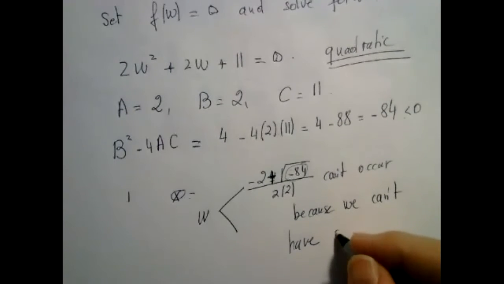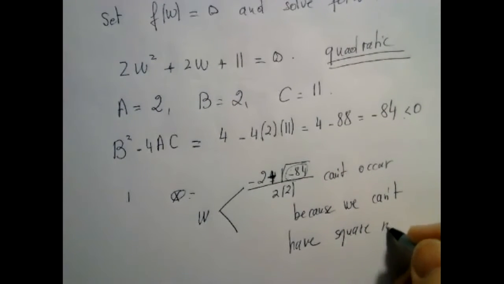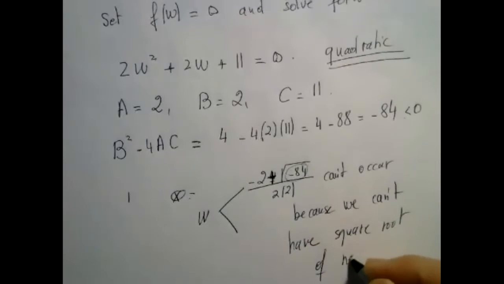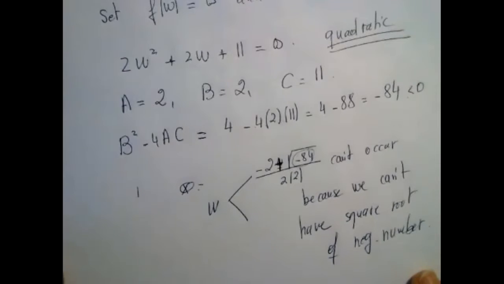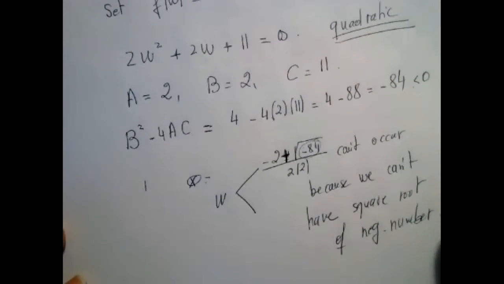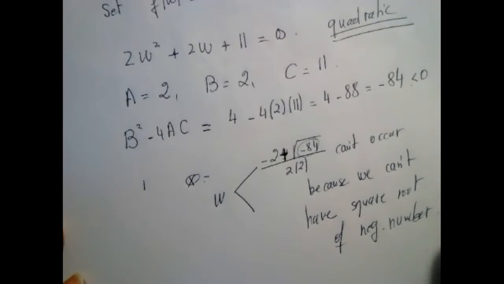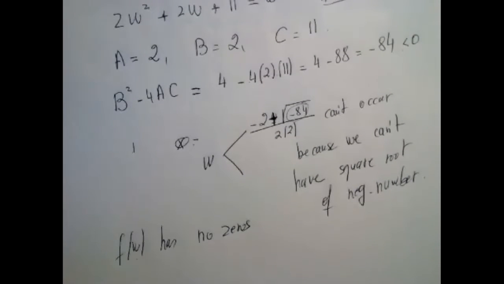We can't have the square root of a negative number. So will we just put that it's undefined? No, you put that there are no zeros. It means that f has no zeros. What does it mean? It means there is no value of w which makes the equation equal to 0. No value of w that makes f of w equal to 0.